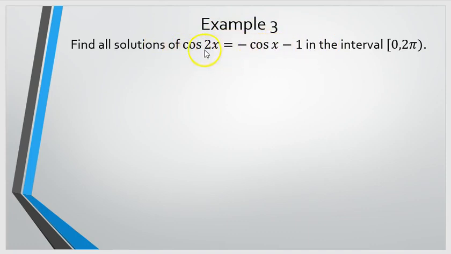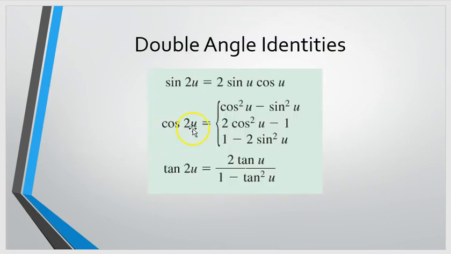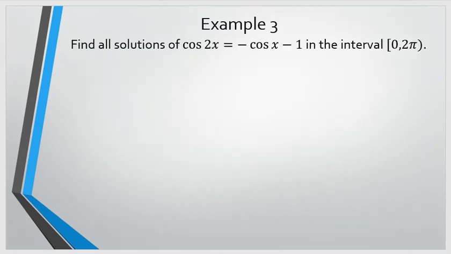So in this case, I'm going to try to replace cosine of 2x with something that only has cosines in it, which means we would like to use this substitution right here this time. We don't want to end up with sines and cosines, so I don't want to use that one, and we don't want to use that one for the same reason. So we're going to replace cosine of 2x with 2 cosine squared minus 1.